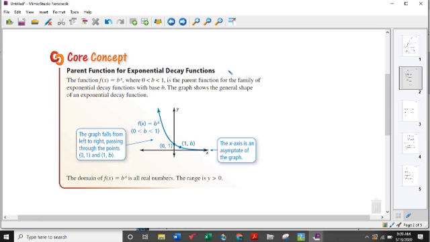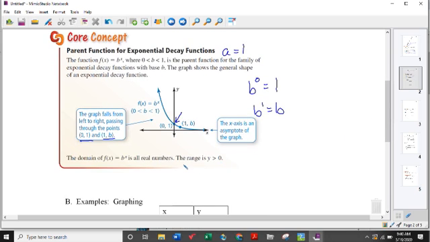Again, here's your parent function. This is your most general form of function. When a equals 1, you can see your graph starts big and then gets really, really small. Still crosses this 0, 1, and still has 1, b in it. That's the same thing as before. Why? Because b to the 0 is 1 and b to the 1 is b, even if b is some kind of fraction or some number less than 1.